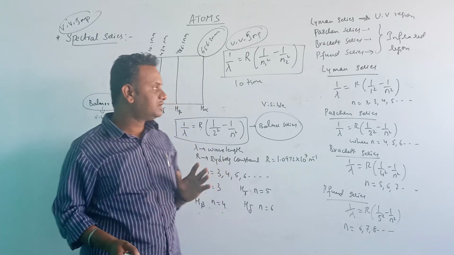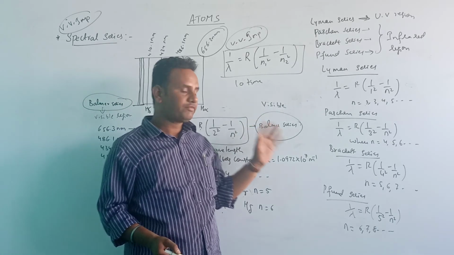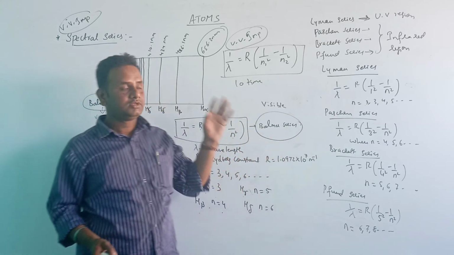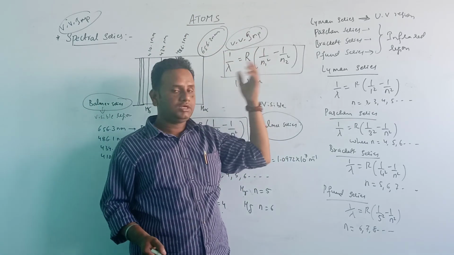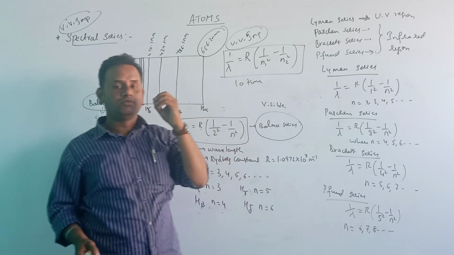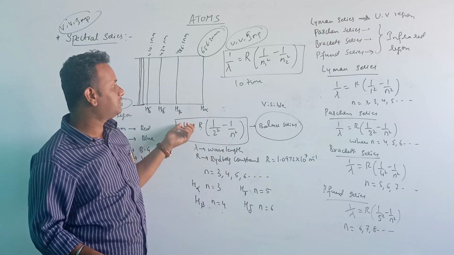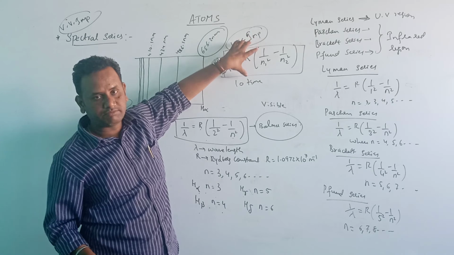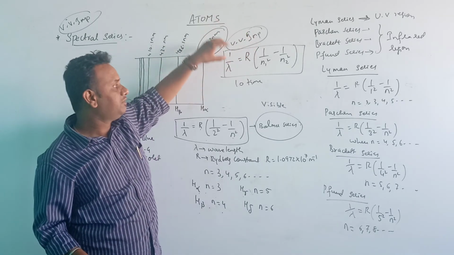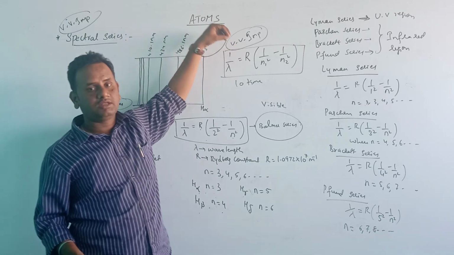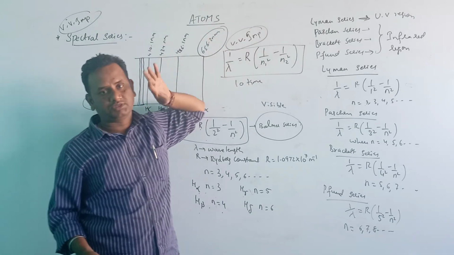If you write it at least 10 times, then you get perfection on this, because most of the numericals from this chapter are asked on this empirical formula only.